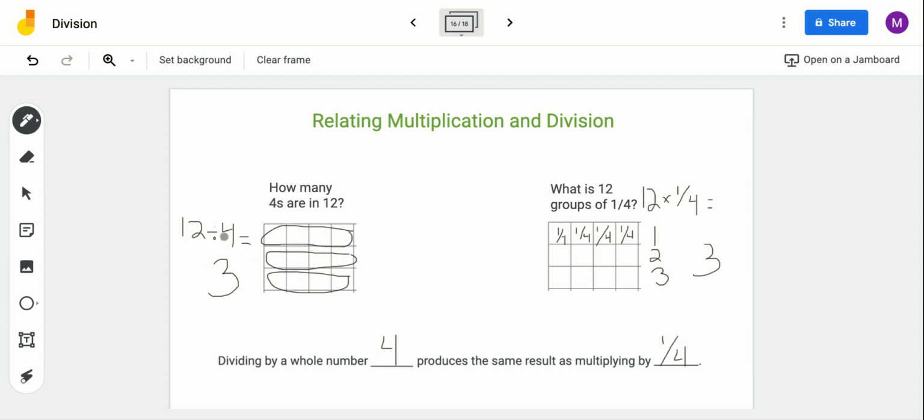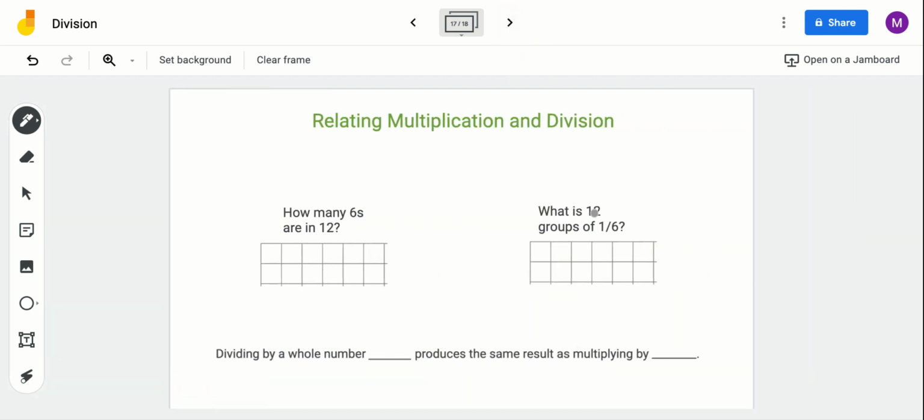I took 12 divided by 4 and got 3. I also did 12 times 1/4, and I also got 3. So dividing by 4 produces the same results as multiplying by 1/4. All right, so let's see.